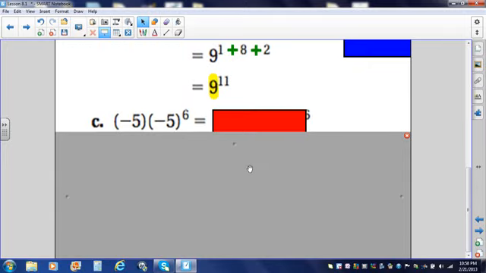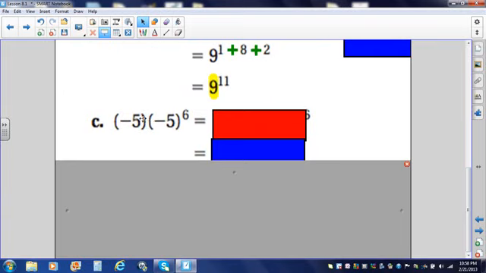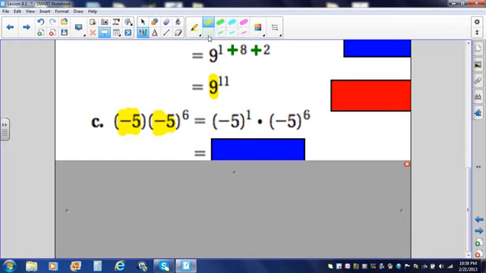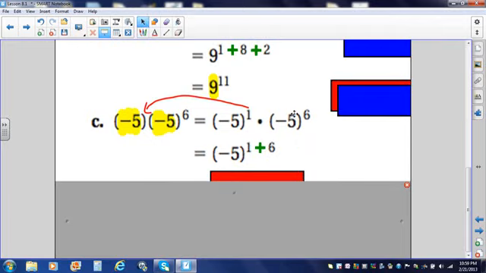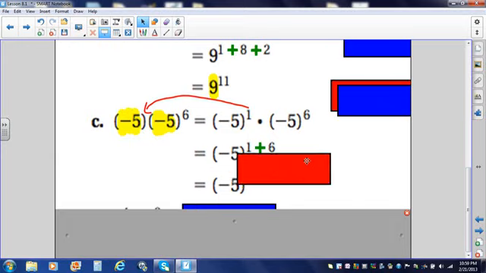A couple more examples. I have parentheses negative 5, parentheses negative 5 to the 6th power. Notice that both of these are the same. Again, we have that sneaky, not coefficient here, but we have that sneaky invisible exponent of 1. We're going to add our exponents. We get negative 5 to the 7th power.